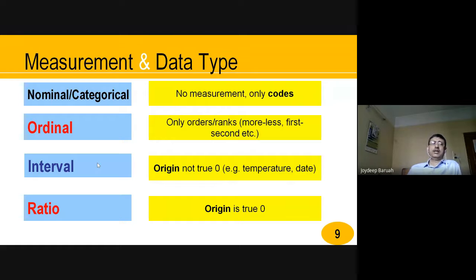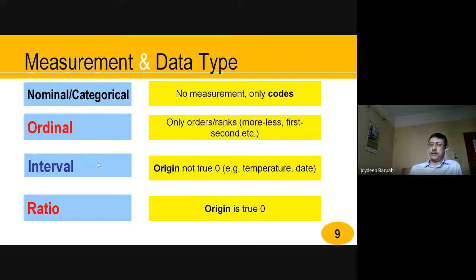The second level is ordinal measurement, where the data are ordered. We can say first, second, or we can rank them. We can say which one is greater and which one is less, which is called ordinal data. And then there is interval data. In interval data, there is a fixed origin. It just may not be 0, because when we start measuring, we have to start from somewhere. If we start from 0, this becomes ratio.